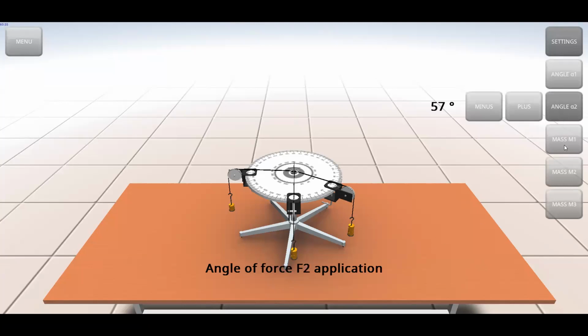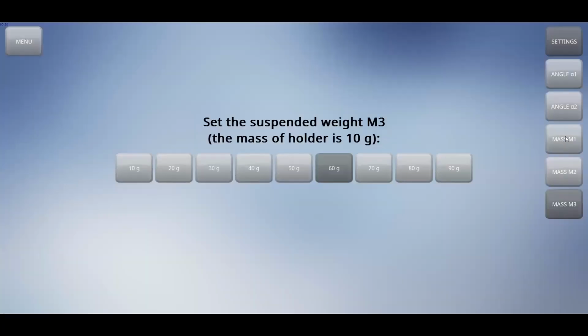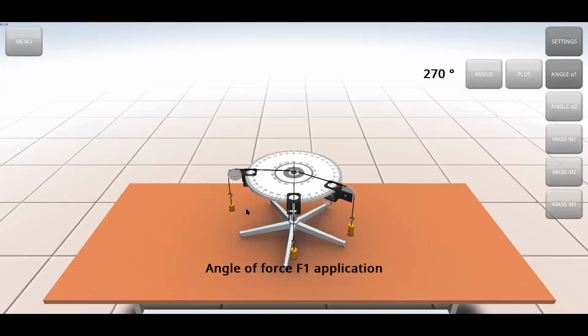That's for the weight 2. So you have the angle that you move and you put the different weights on it. It says suspended weight M1. The mass of the holder is 10. All right, here it is. It is 10, so whatever weight you put on it, you add 10 to it. That's another consideration. And look at this one, all of them are 10. So all of the hangers are actually 10. So that's what I'm clarifying right here. But we'll come back to it.